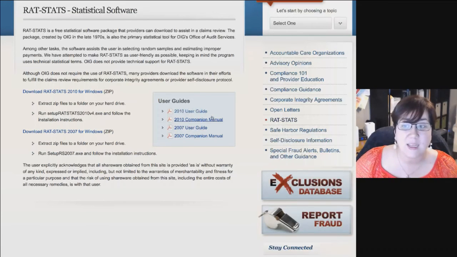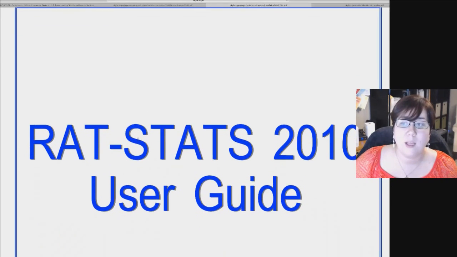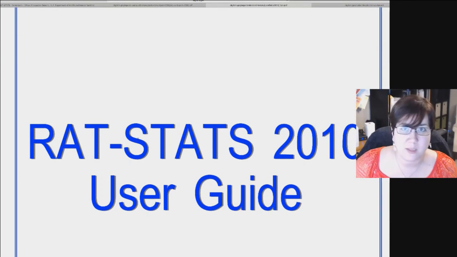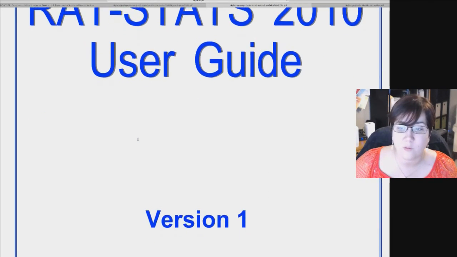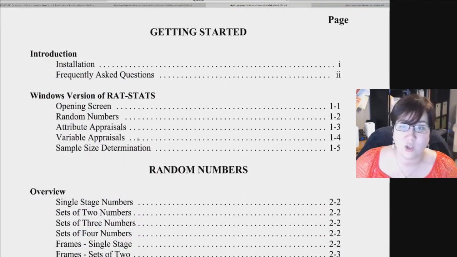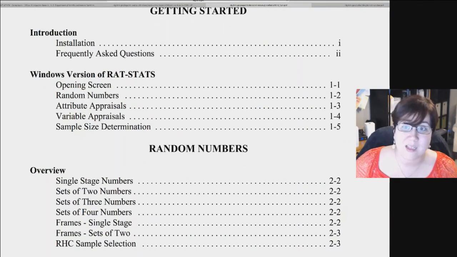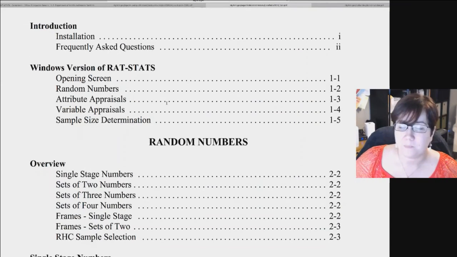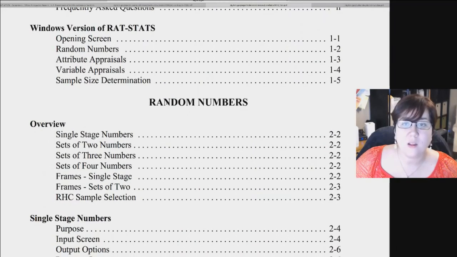The nice thing is they do have these little user guides over here. The 2010 user guide, I actually already have open. I'll pull that up for you. I know it says 2010. It hasn't been updated since 2010. That is the most current version of the user guide that's available. And they do a very nice job of explaining what RATstats is. They even tell you where it got the RATstats name, and they define all of the different variables.